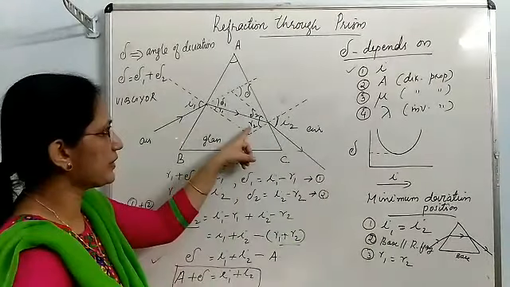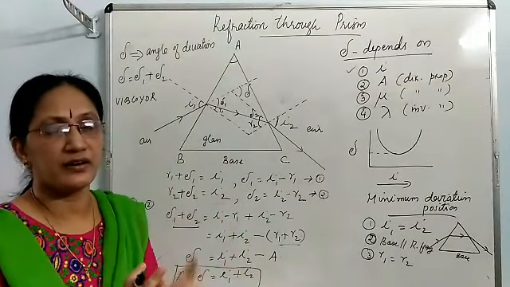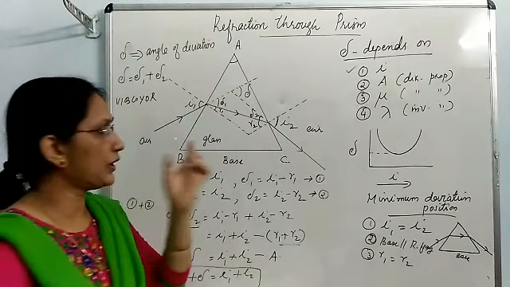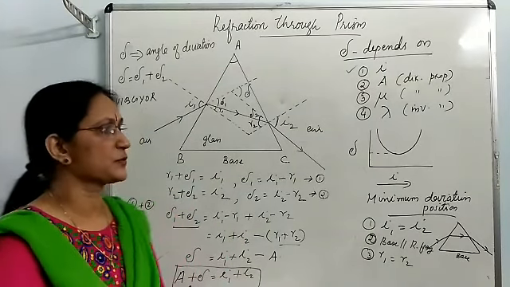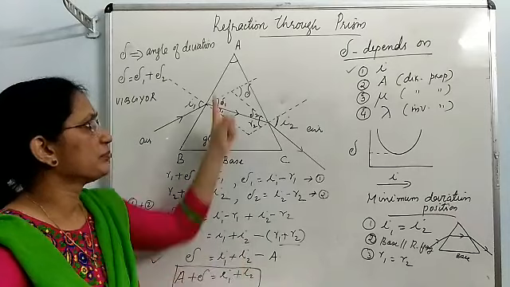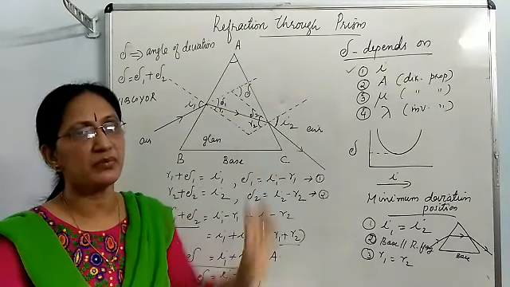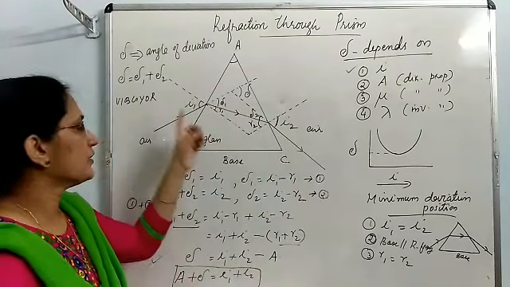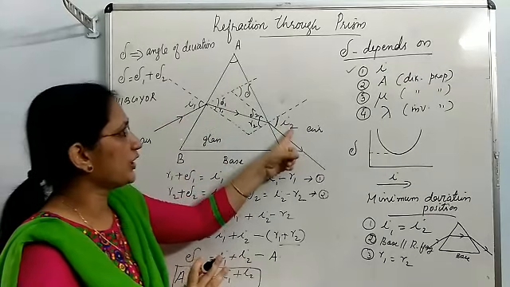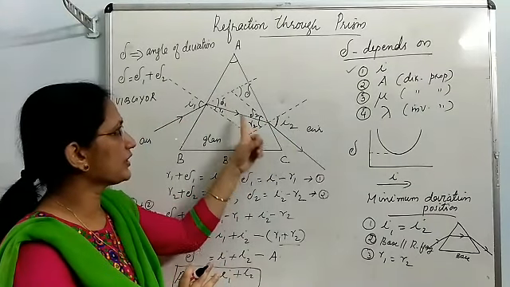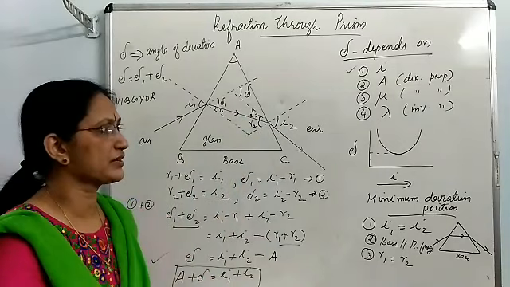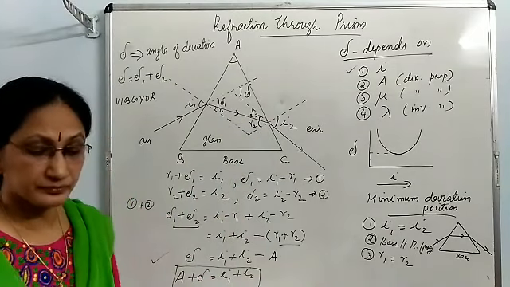Both the angles of refraction will be equal in the minimum deviation position. So, let me conclude. When the prism is kept in minimum deviation position, only in that position I1 and I2 are equal, R1 and R2 are equal, and the base and the refracted ray will go parallel.